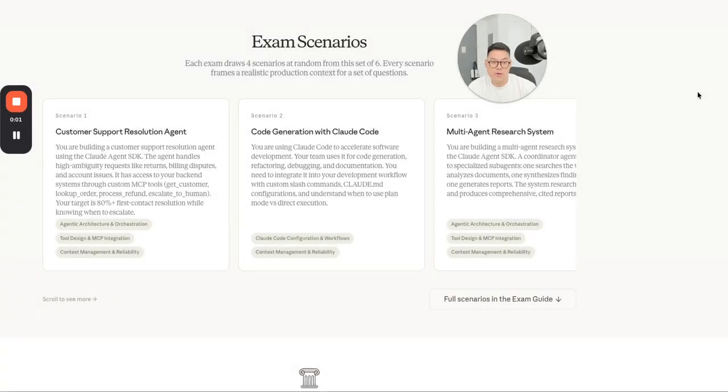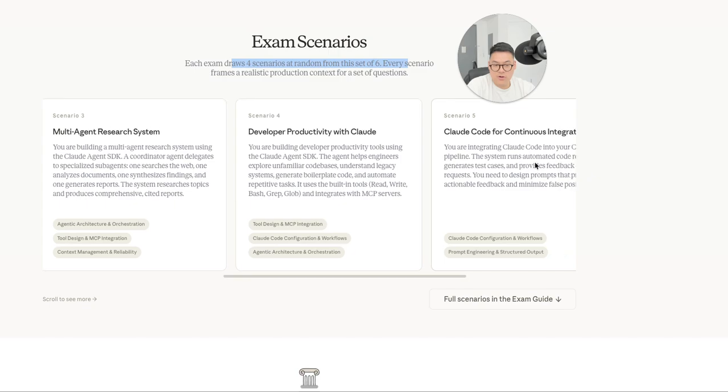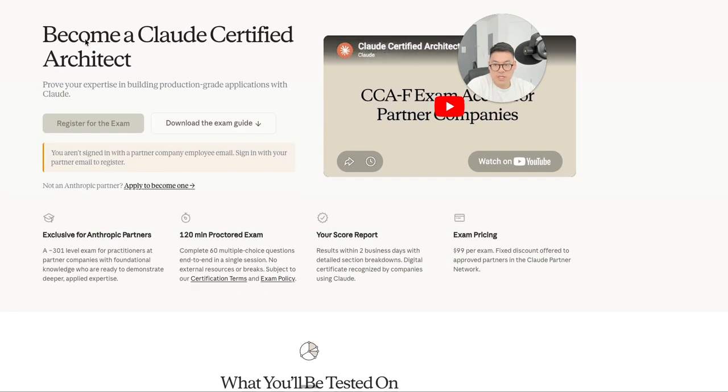So what can you expect from the actual exam? Well, the actual exam is going to be 6 exam scenarios. They're going to randomly choose 4 out of the 6. So this is scenario 1, scenario 2, scenario 3, scenario 4, scenario 5. And this is from the same page where you can register and download your exam guide.